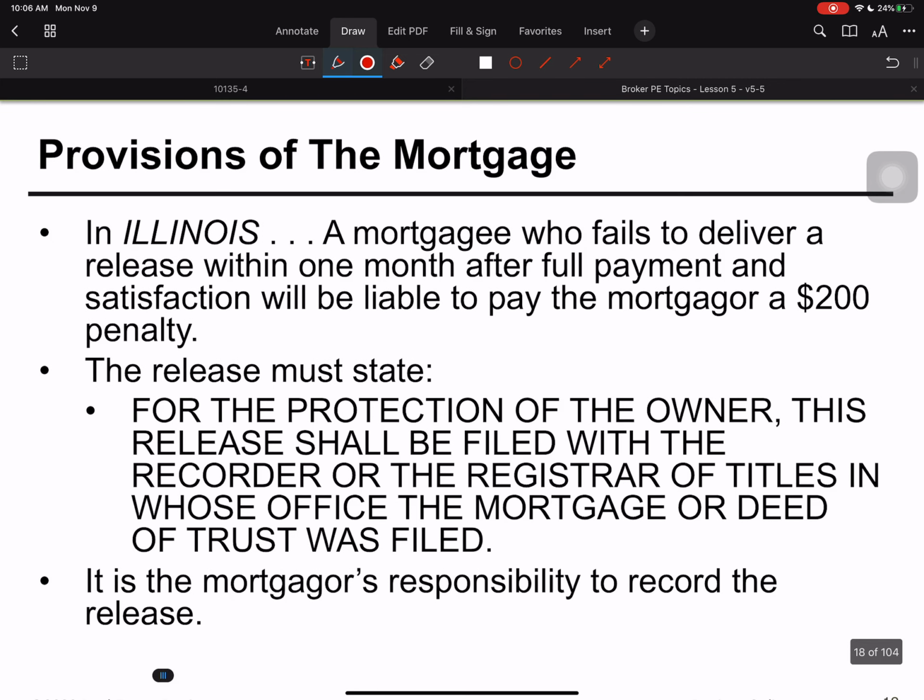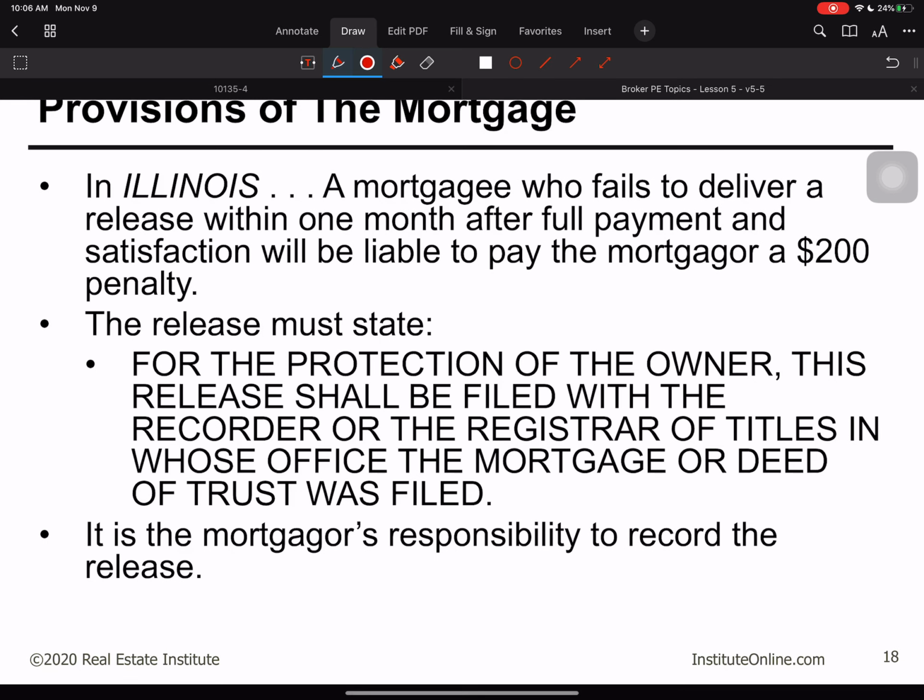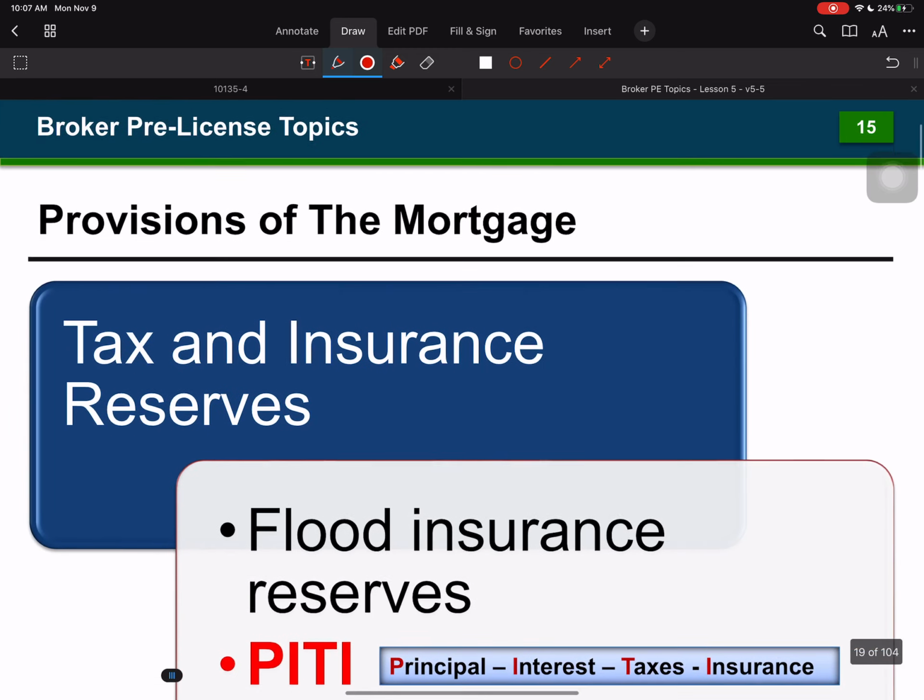In Illinois, a mortgagee who fails to deliver a release within 1 month after a full payment and satisfaction will be liable to pay a mortgagor, which is the borrower, a $200 penalty. The release must state, for the protection of the owner, this release shall be filed with the record of the registrar of titles in whose office the mortgage or deed of trust was filed. It is the mortgagor, so it is the borrower's responsibility to record the release.